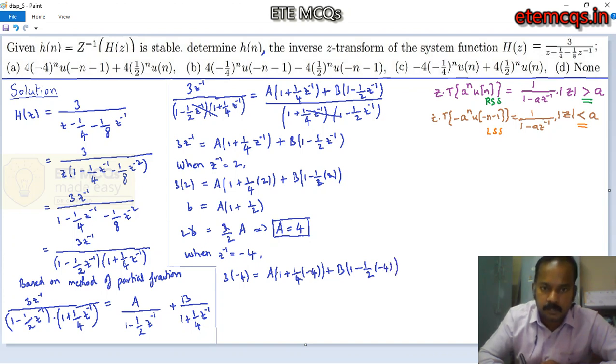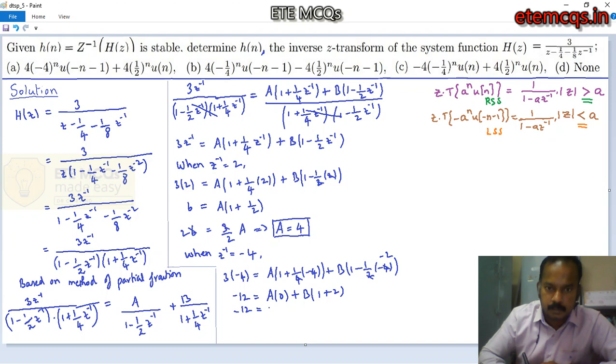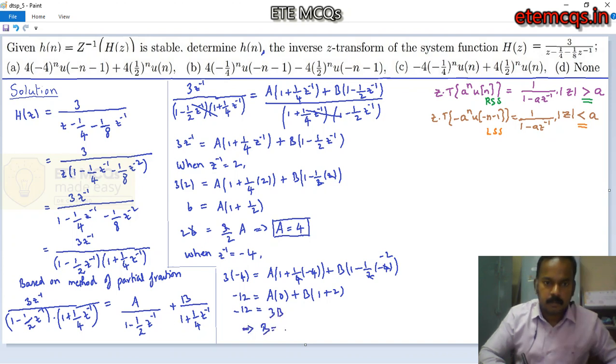So 1 minus 1 becomes 0. So a into 0. So you have minus 12 is equal to a into 0 plus b into 1 plus 2. These two upon cancellation, you get a minus 2 here. So it becomes 1 minus of minus 2 becomes plus 2. So you get 1 plus 2, which is equal to 3. So minus 12 is equal to 3 times b, which implies b is equal to minus 4.